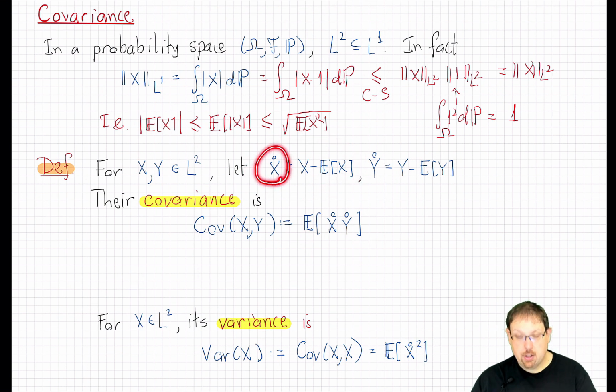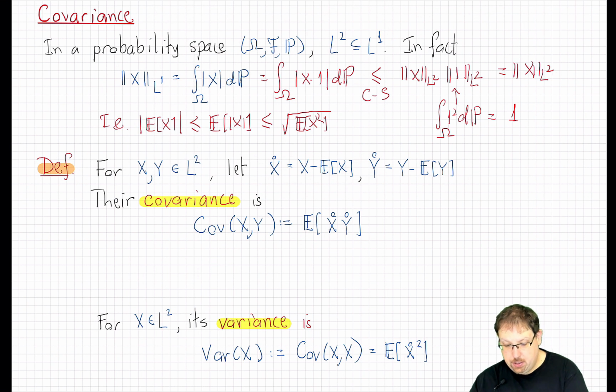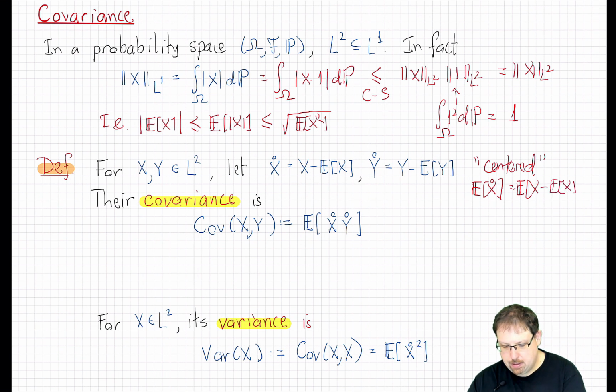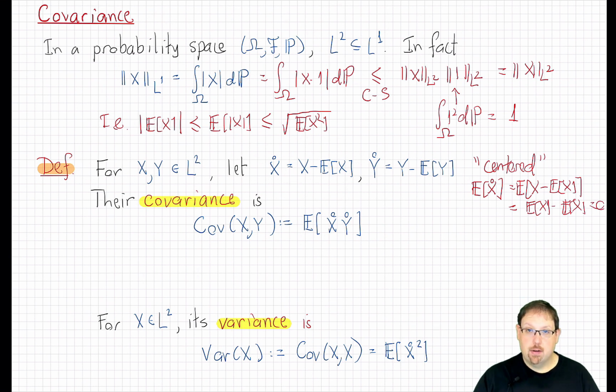X circle is x minus its expected value, and y circle is y minus its expected value. We call these random variables the centered versions of x and y. Centered is another way of saying that they have expectation 0, because notice that the expectation of x circle is the expectation of x minus the expectation of x. And by the linearity of expectation, when all these terms are finite, that's the expectation of x minus the expectation of x, which is indeed 0.